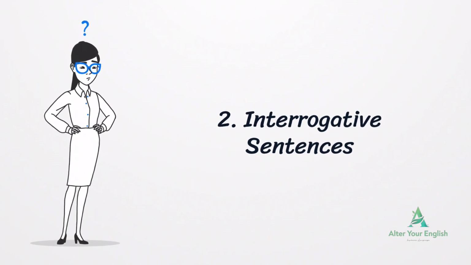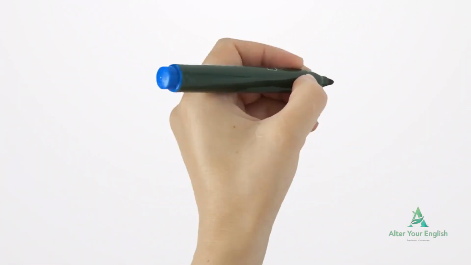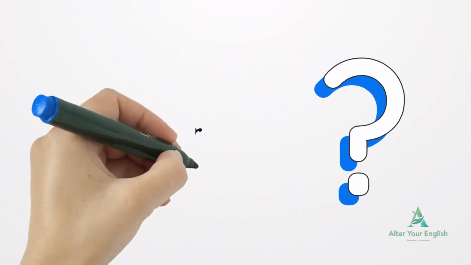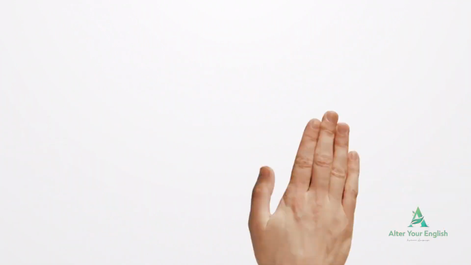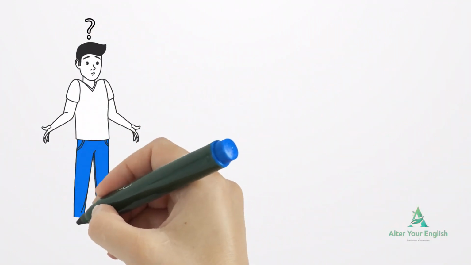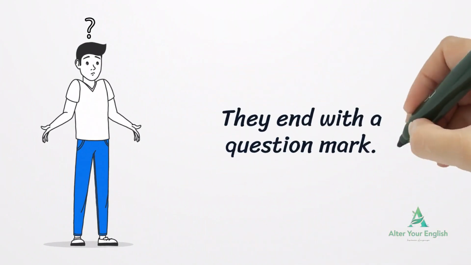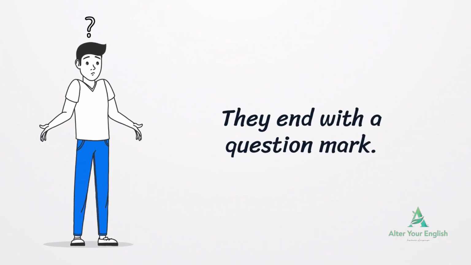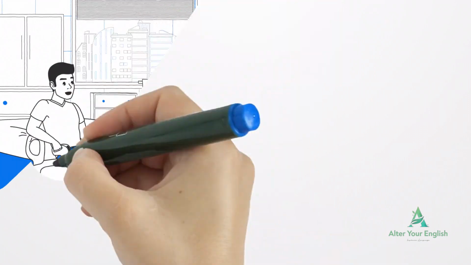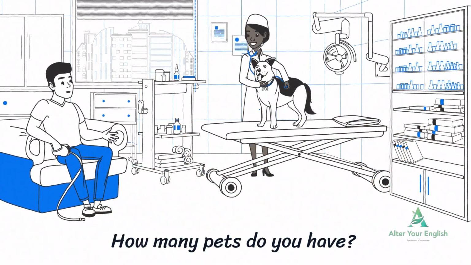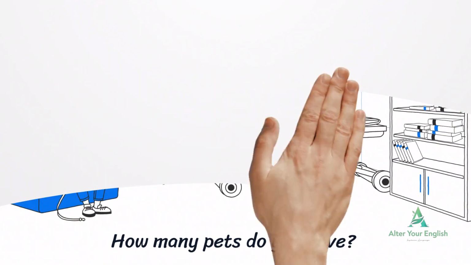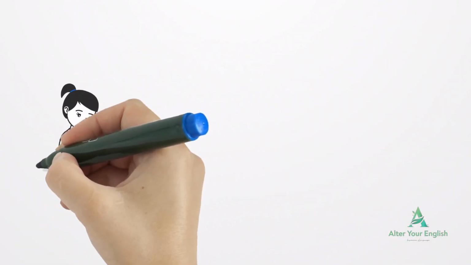That is why we came to our next type of sentence, which is number 2 in our list, an interrogative sentence. These sentences ask questions to get more information or clarification. And they end with a question mark. For example, how many pets do you have? Did you finish your homework?